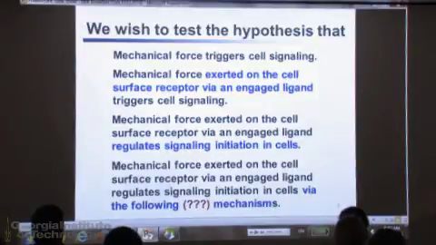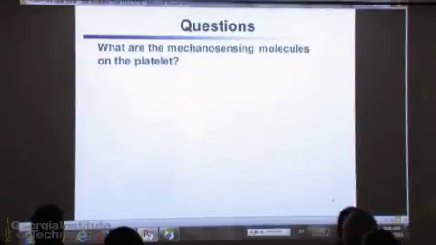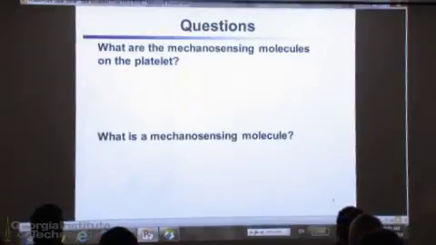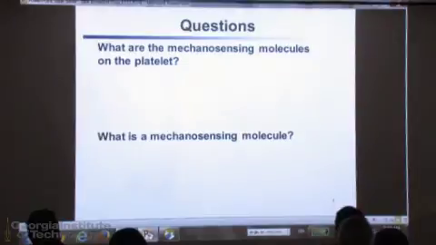Don't know what it is yet. All right. So let me start with a set of questions. So we ask, what are the mechanosensing molecules on the platelet? I can pick a particular cell, in this case, it's platelet. And then here, what is a mechanosensing molecule?